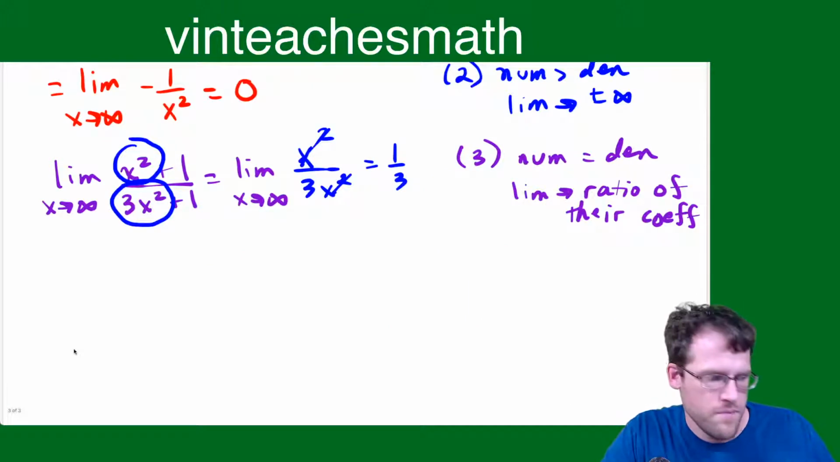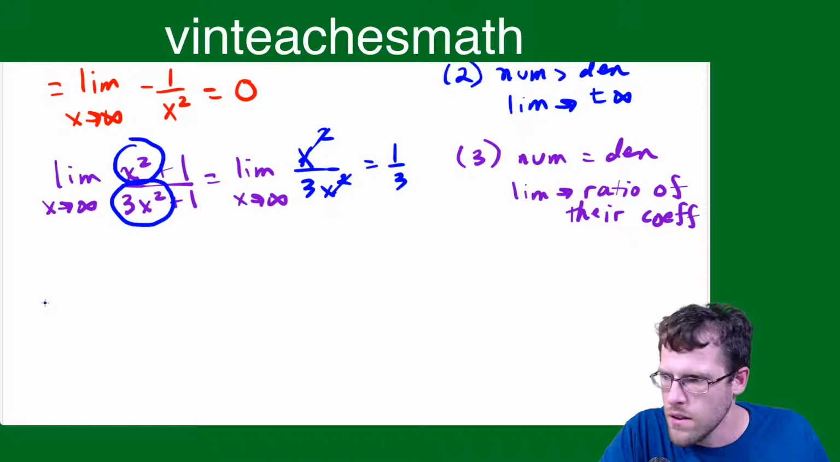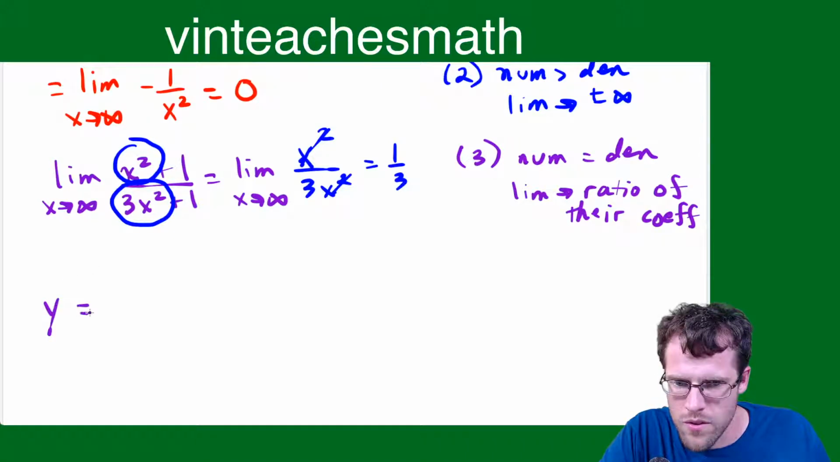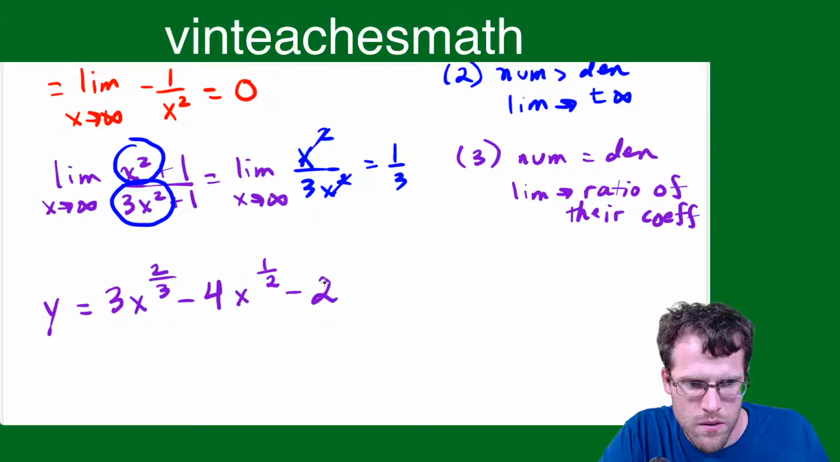So here we have y equals 3x to the 2/3, minus 4x to the half, and then minus 2.